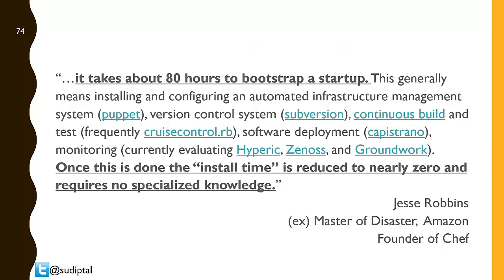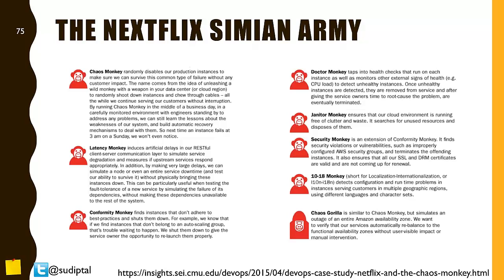The other aspect of infrastructure automation is to test for failures. And Netflix has something called Simian Army that some of you might be familiar with. Essentially a set of tools and utilities which goes around simulating points of failure.